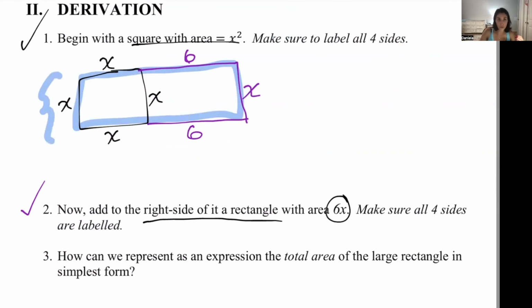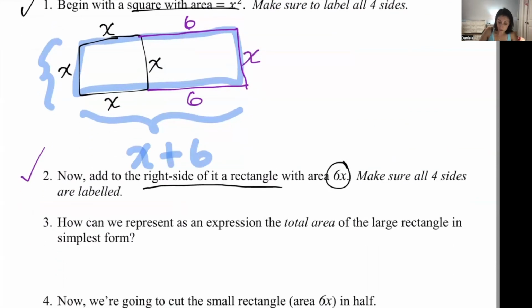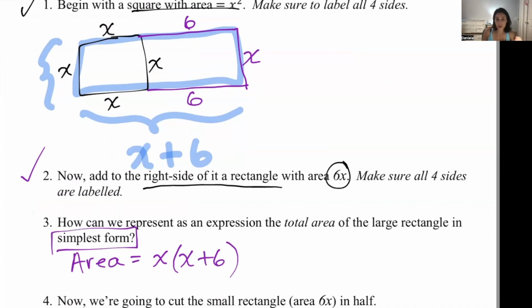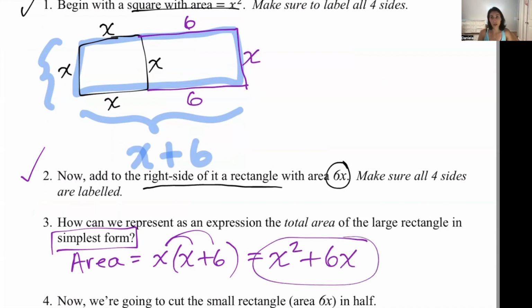If this is the width, how do we express the length? That's going to be x plus 6. So the total area is going to be x times x plus 6, but we want to write it in simplest form, so we're just going to use the distributive property. That is equal to x times x, which is x squared, and then x times 6, so that would be plus 6x. So far, we have sketched a big rectangle in blue with an area of x squared plus 6x.